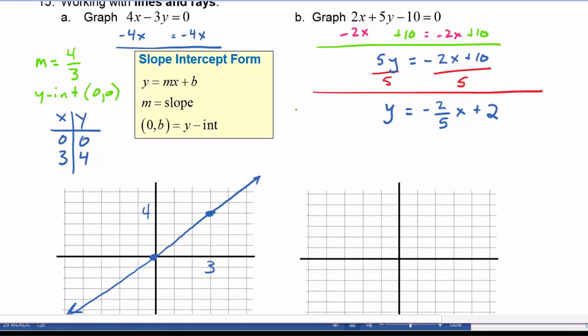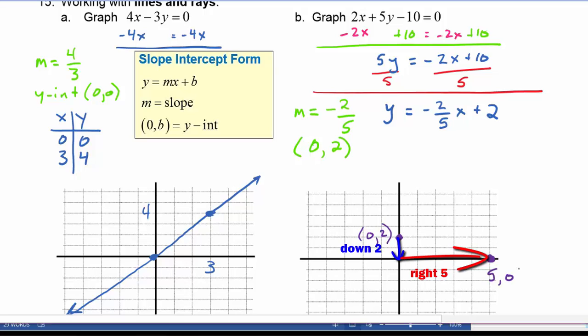We know that our slope is negative 2/5, and our y-intercept is 0, 2. So we can use those two facts to go ahead and graph our line. If we start at our y-intercept of 0, 2, and then we use our slope, since it's negative, we know that means we have to go down by 2 and to the right by 5. And that would be our second point. So our second point we can see is at 5, 0.